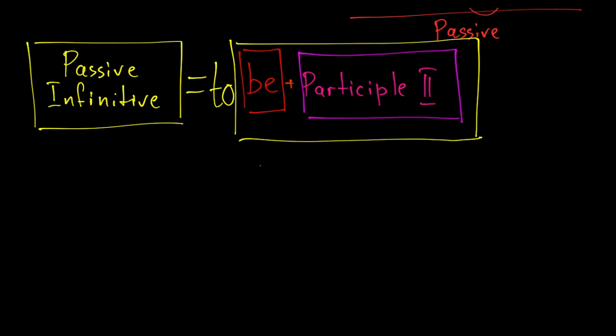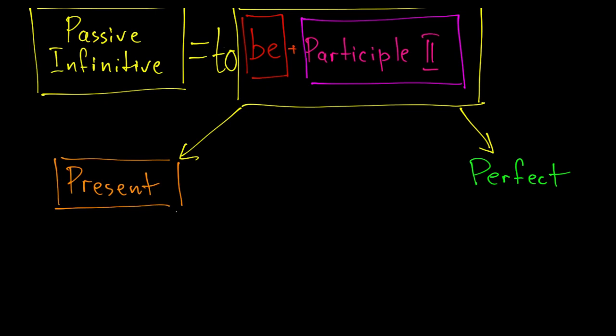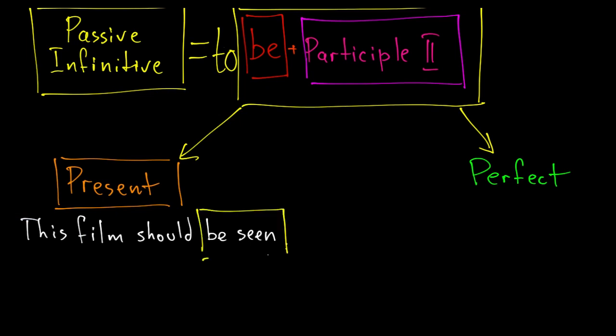Because passive infinitive can have two forms. It can be present, and it can also be perfect. So what about present? It is just like in my former example. This film should be seen. Here is our passive infinitive. This is be. This is participle two. Classic. If we use such a construction, such a structure, we talk about present or about future. So this is only about present, future events.